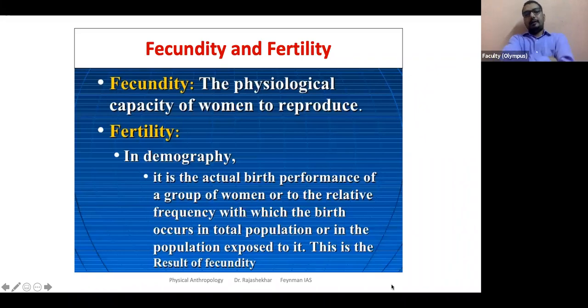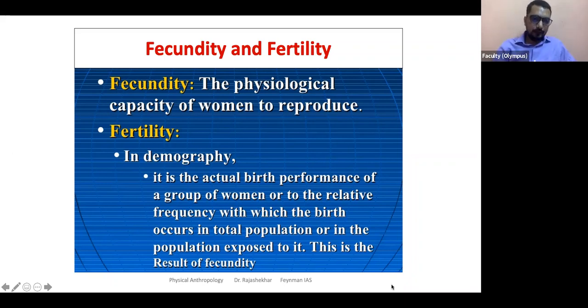So fecundity, in biological terms, is the capacity of women to have children, or the physiological capacity of women to reproduce and have children. How is it different from fertility? Fertility is performance. Fecundity is capability. Fertility is performance or output. In simple words, fecundity is how many children they can have. Fertility is how many children they actually have. Do you see the difference? The capacity versus output.